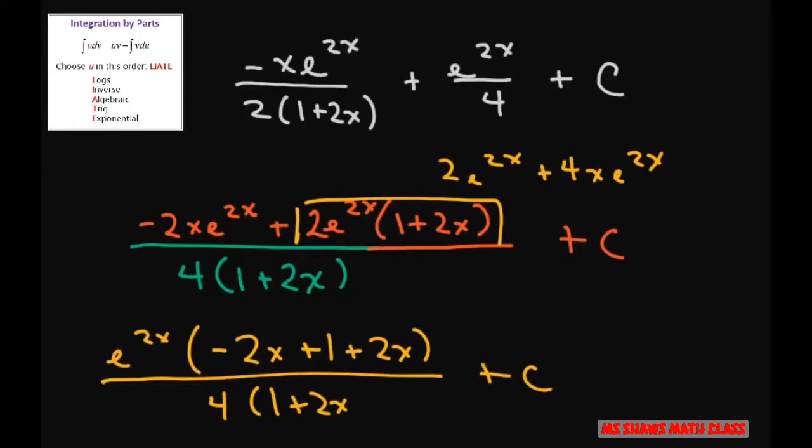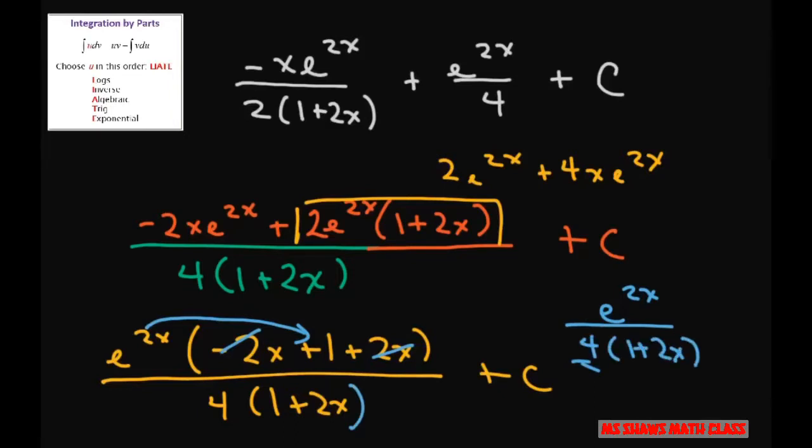And finally, these 2x's cancel. So it's just e to the 2x times 1. So your final answer is going to be e to the 2x divided by 4 times 1 plus 2x plus c. And that's it.